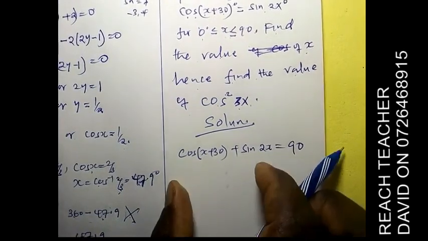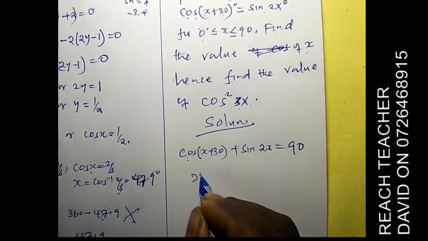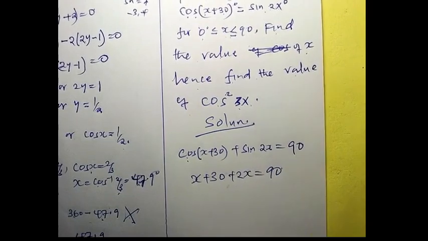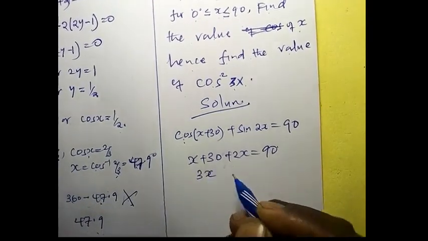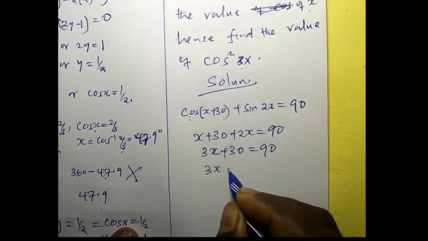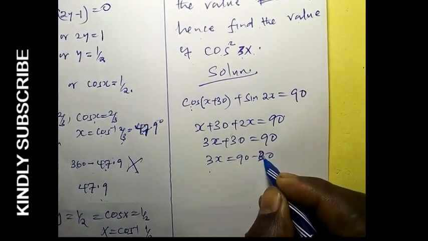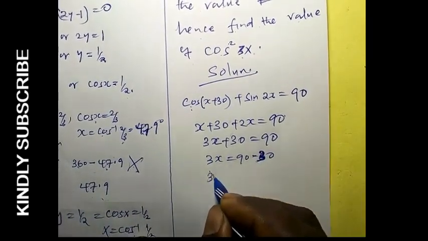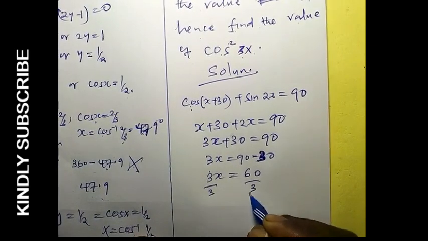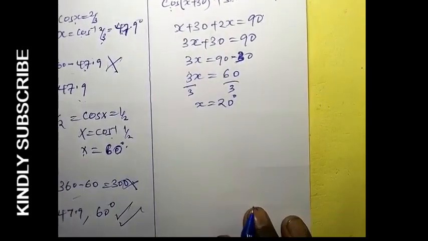Once you have put it like this, you ignore the sine and the cos. So it means that x plus 30 plus 2x, the answer is 90. Like terms together, 3x plus 30 will be 90. 3x equal to 90 minus 30. 3x equal to 60. So x equal to 20 degrees.